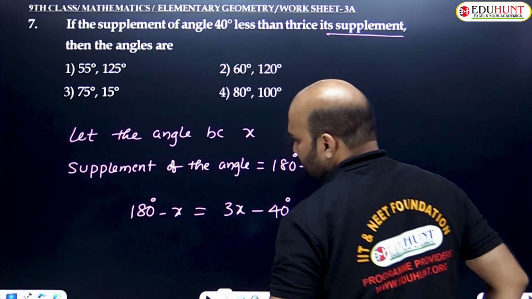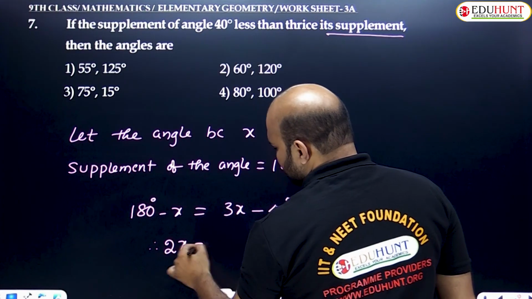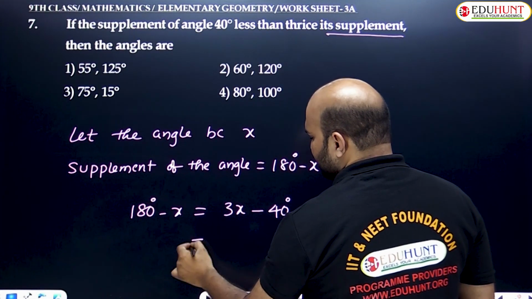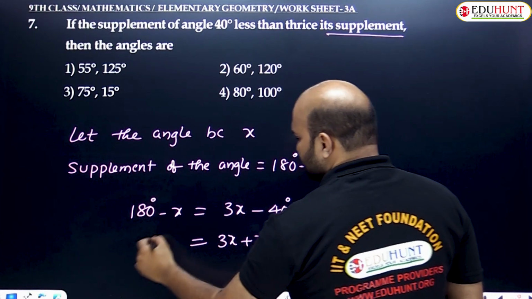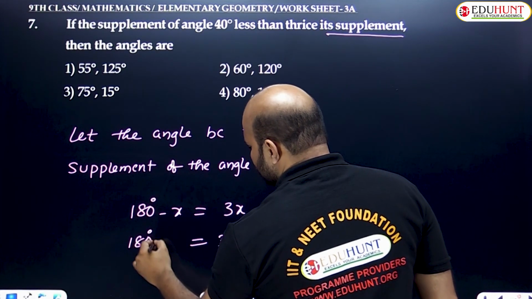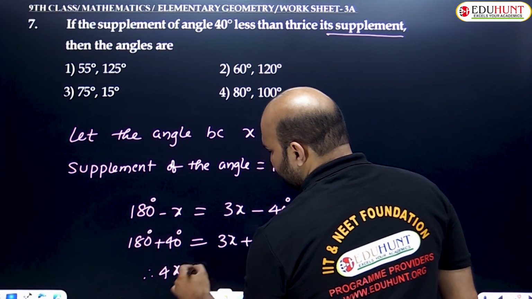So this is a required step. Am I clear? Therefore 2x can be written as 4x. Moving x to the right side, it becomes 3x plus x. Moving 40 to the left side, it becomes positive.